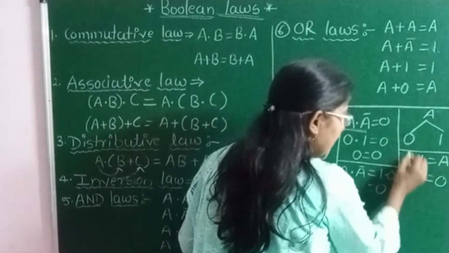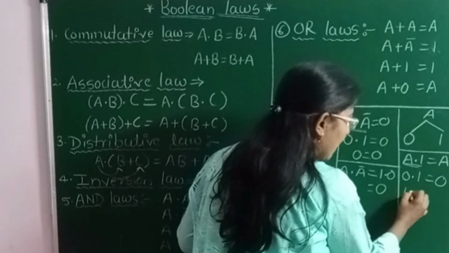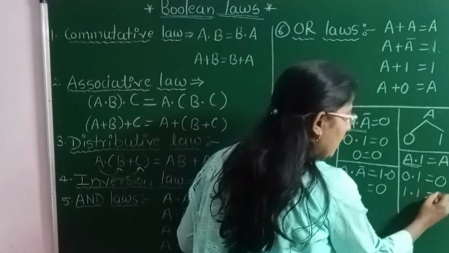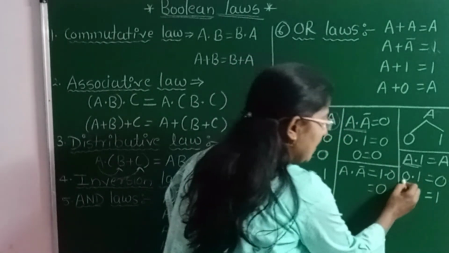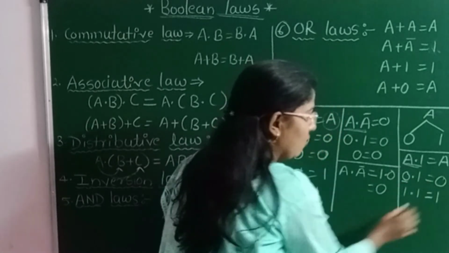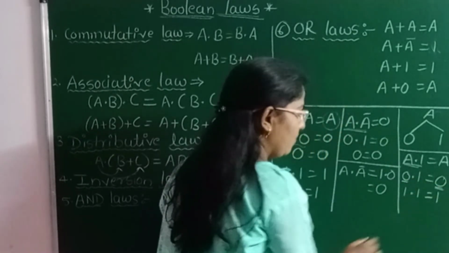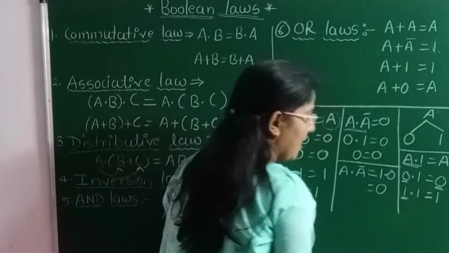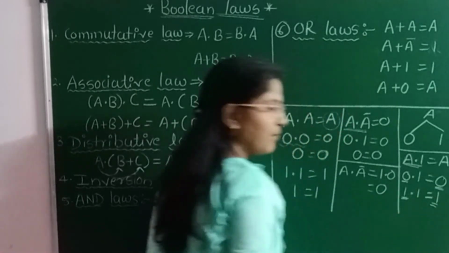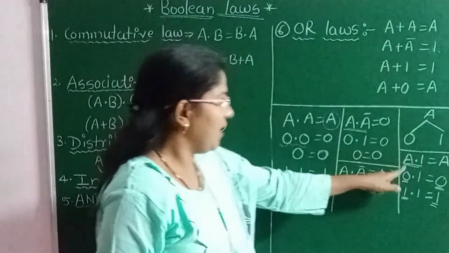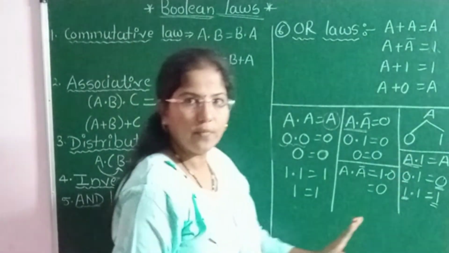Now consider the next value of A equal to 1. So 1 into 1 equal to 1. So here you can see I have put the value of A as 0, I am getting the result 0. Here I put the value of A as 1, I am getting the result 1. That means A into 1 is equal to A.